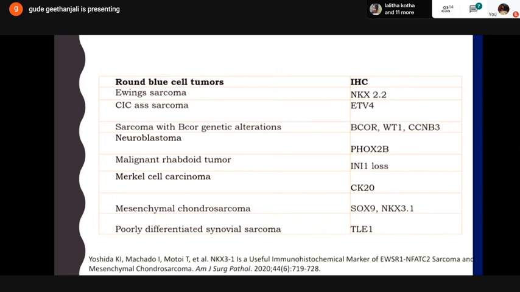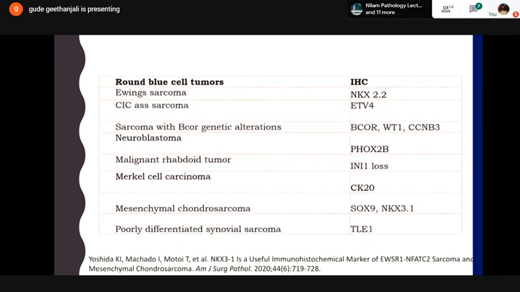And if it is dermis or subcutaneous location, and if we are thinking of Merkel cell carcinoma, we can do CK20, which shows dot-like positivity. And for mesenchymal chondrosarcoma, we have markers of cartilaginous differentiation, which is SOX9. And recently, NKX3.1 is seen to be useful in mesenchymal chondrosarcoma. And for poorly differentiated synovial sarcoma, we can use TLE1.